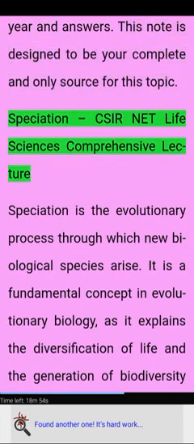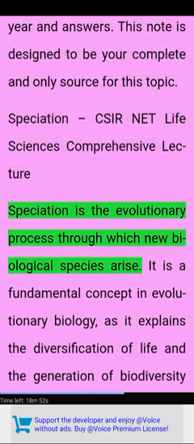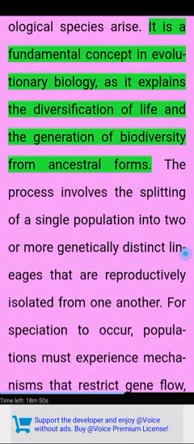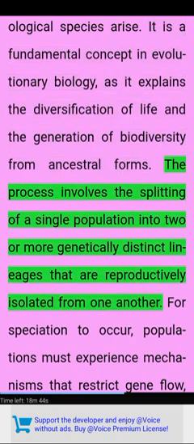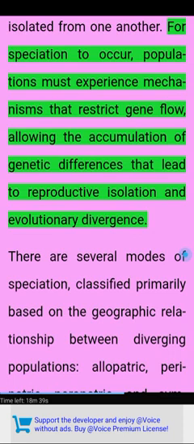Speciation, CSIR NET Life Sciences comprehensive lecture. Speciation is the evolutionary process through which new biological species arise. It is a fundamental concept in evolutionary biology, as it explains the diversification of life and the generation of biodiversity from ancestral forms. The process involves the splitting of a single population into two or more genetically distinct lineages that are reproductively isolated from one another. For speciation to occur, populations must experience mechanisms that restrict gene flow, allowing the accumulation of genetic differences that lead to reproductive isolation and evolutionary divergence.